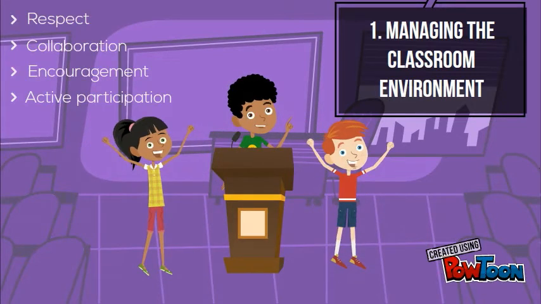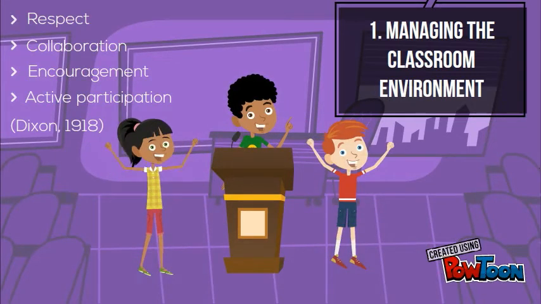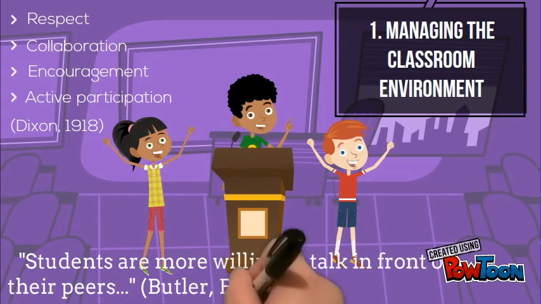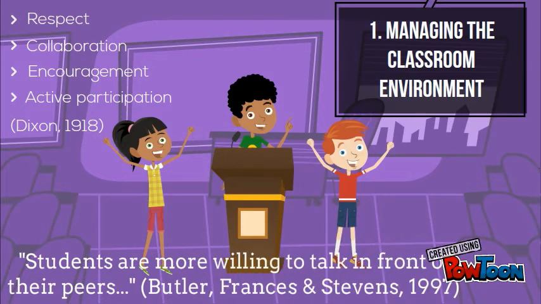The first strategy for teaching oral communication skills is managing the classroom environment to create an atmosphere of respect, collaboration, encouragement, and active participation. By promoting this learning environment, students are more willing to talk in front of their peers and are reassured that if they make a mistake, they will not be judged.